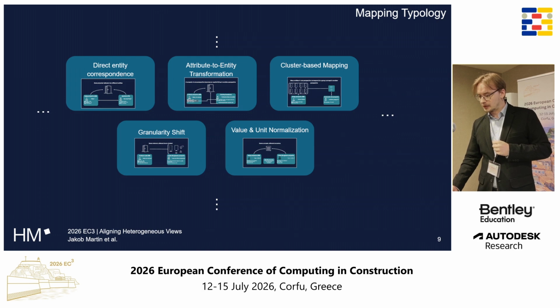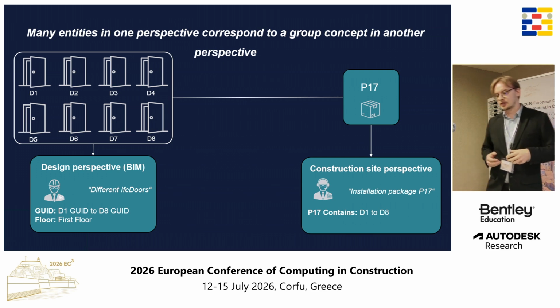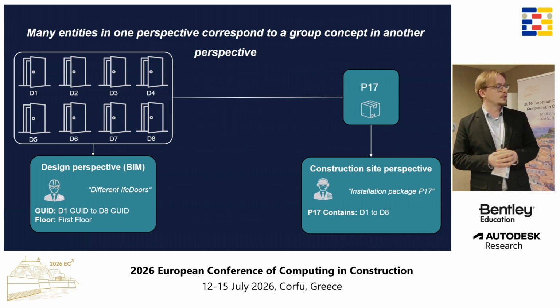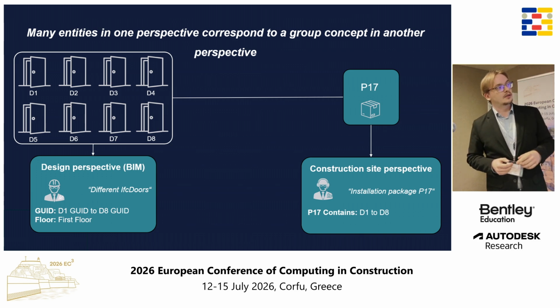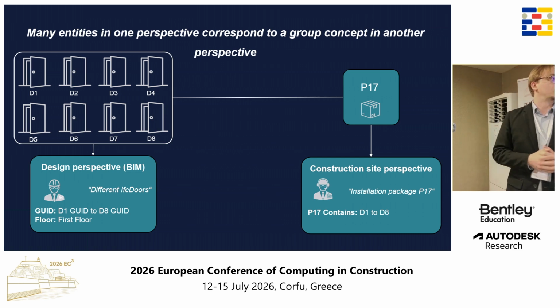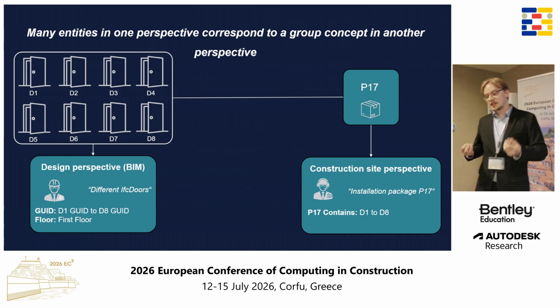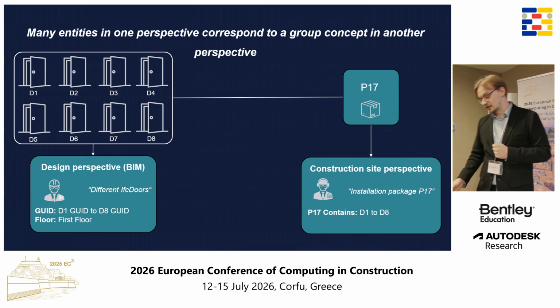So as a third type, we have, for example, the cluster-based mapping. So in one perspective, in the design perspective, we see different kinds of doors. For example, door 1 to 8 with different kinds of GUIDs attached to them. And they're all on the first floor. And on the right side, on the construction side, we will actually find that mostly these are referred to an installation package, for example, P17. So we see that we also have, with these different kinds of mapping, different types of aggregation and segregation.